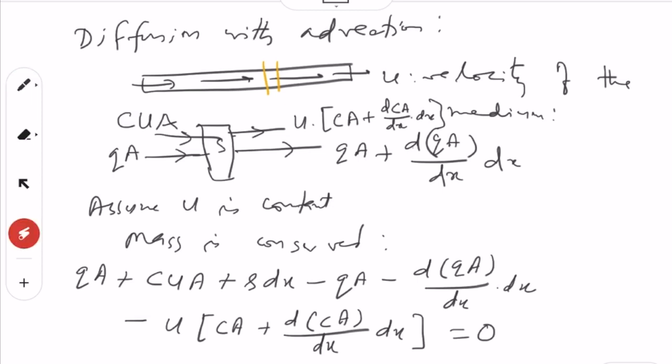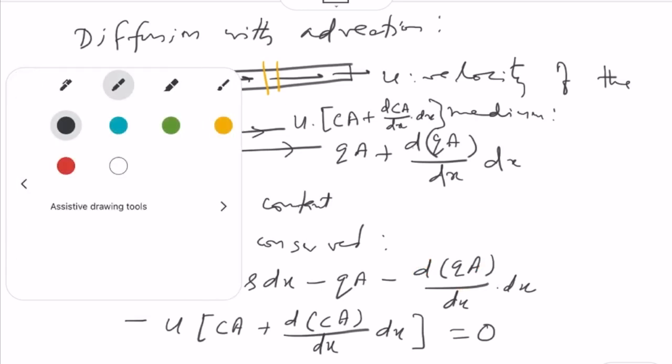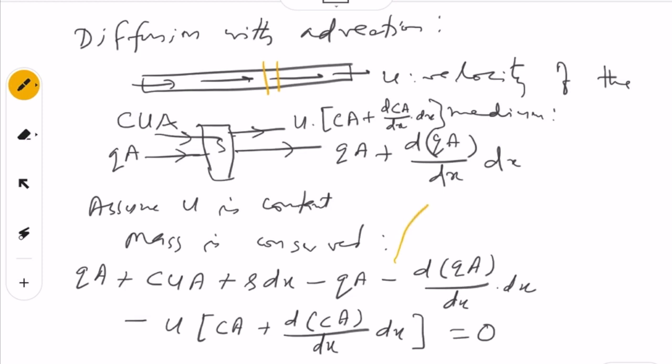And you can see here this Qa will be cancelled by this one, this Cu will be cancelled by this one. So simply this cancels and this cancels, and we have this term and this term and this term multiplied by this one. So we will have S minus dQa over dx. So let's write here the final terms, what it looks like.